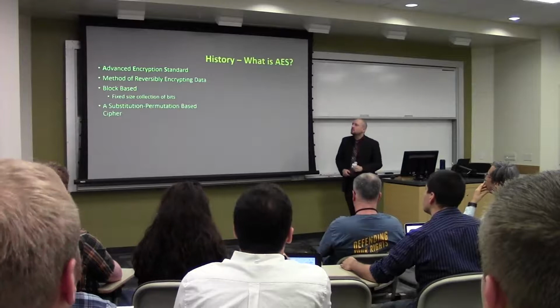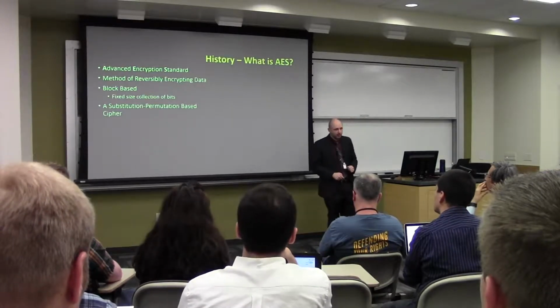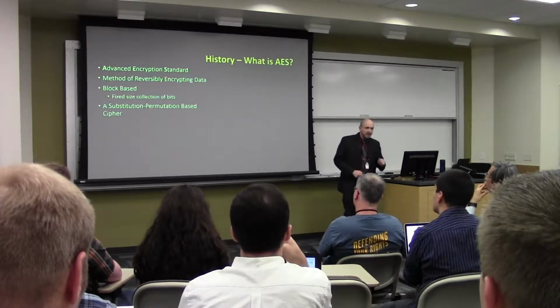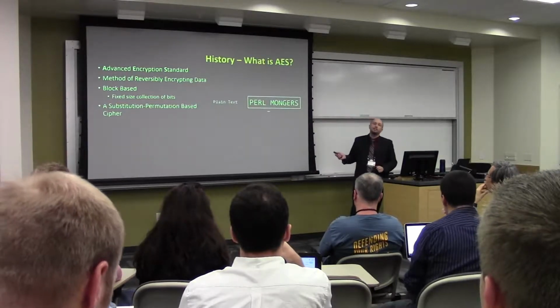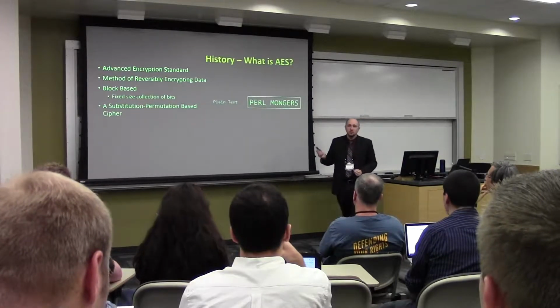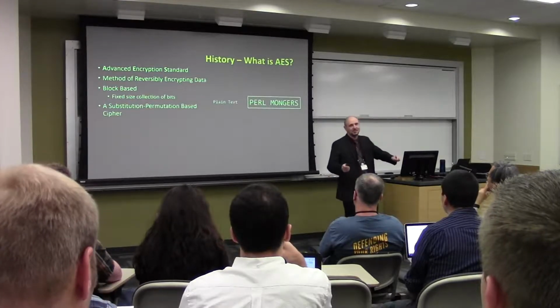AES is what's called a substitution permutation-based cipher. Might sound a little crazy, but we got a great example here. We have a little bit of plain text, Perl Mongers. That's one of my local user groups. How many people are involved in their local user groups?